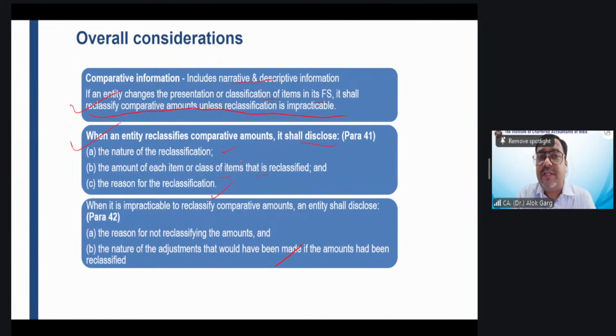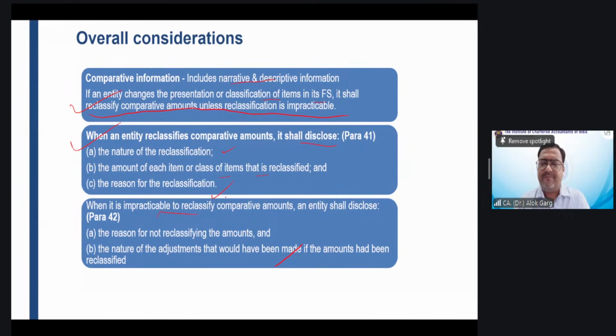For example, what could be the reason? This time, due to the materiality threshold given in Division 2 to Schedule 3, this expense was supposed to be presented separately and hence the previous number has been reclassified. Okay. When it is impracticable to reclassify the comparative amount, you are not able to ascertain what was the comparative amount. For example, in very rare circumstances, let's say you don't have the last year records because there was a fire in the godown of the company where the accounting books were kept.